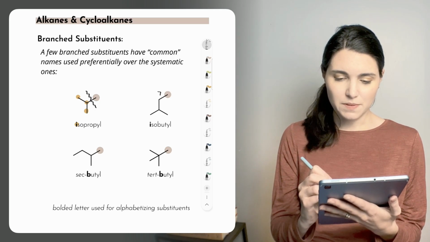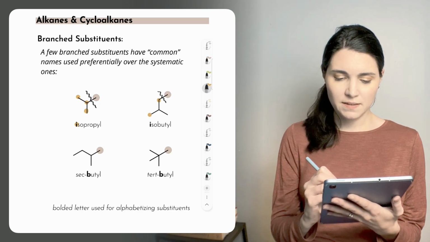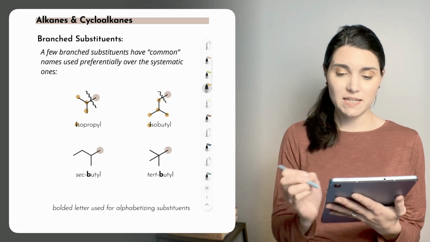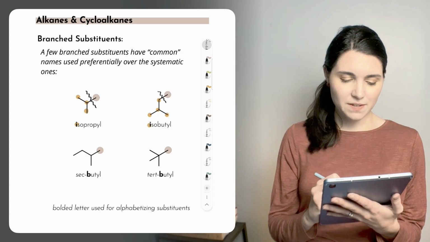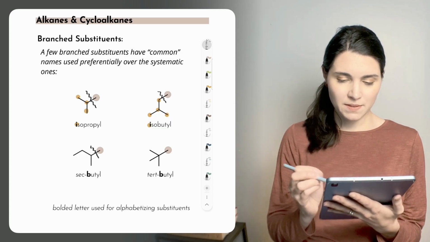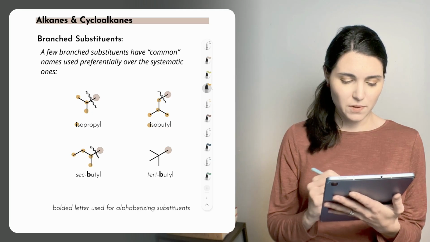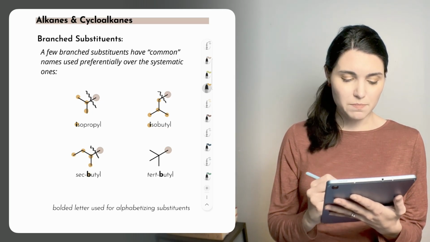This is the isobutyl, so this is the bond where it attaches, and then these are the 4 carbons in the isobutyl group. Again, there's an i for alphabetizing. These 2 are a little trickier. This is secondary butyl. That's where it attaches to the parent structure, and then these are the 4 carbons. And with sec-butyl or secondary butyl, we actually use the b.